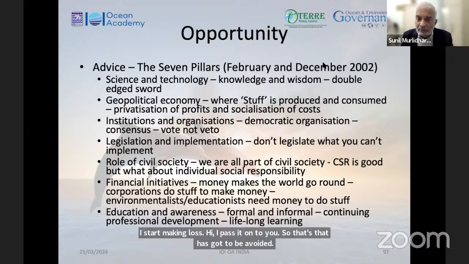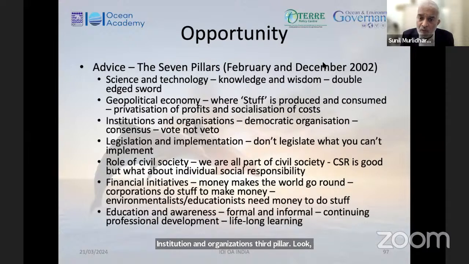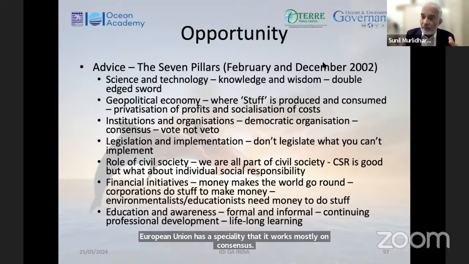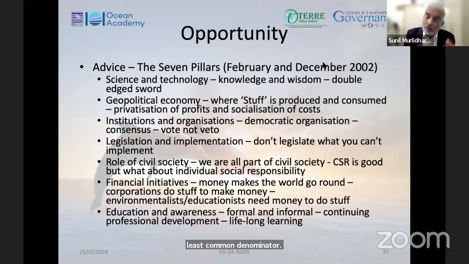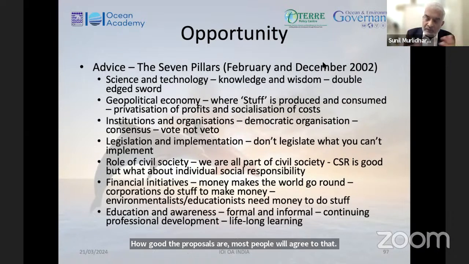Institutions and organizations, third pillar. What sort of institutions do we want? Democratic organizations, to the extent possible. We want consensus. In fact, we don't want this idea of voting even. The European Union has a specialty that it works mostly on consensus, everybody agreeing to something. Some people say that might reduce things to the least common denominator. But that's not always true. If you are able to convince how good the proposals are, most people will agree to that. And that's how you can move forward with consensus.